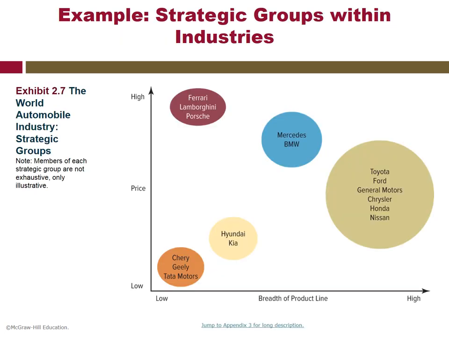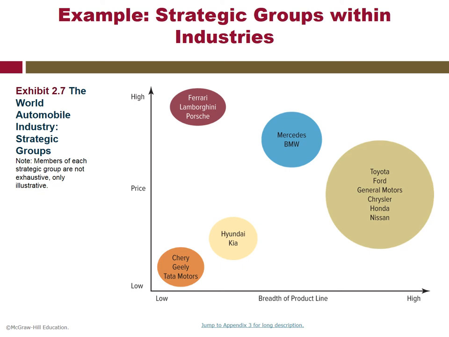Lastly, let us try to give an example of strategic groups within industries. So these are five strategic groups. First one, high end, so you can see here the left top corner. The first group consists of Ferrari, Lamborghini, and Porsche. So these are the luxury automakers. They have a very exclusive clientele and face little rivalry.